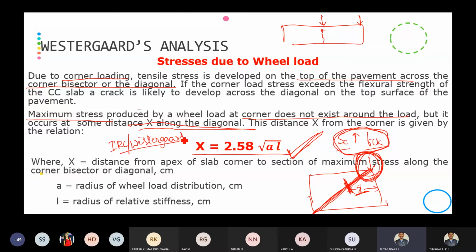Westergaard derived this formula and arrived at x equal to 2.58 root of a times l, where x is the distance between the corner loading and the point of cracking, a is the radius of wheel load distribution, and l is the radius of relative stiffness. So is it clear where the development of crack will occur in the rigid pavement? Is it clear? Kindly respond. Is it clear?